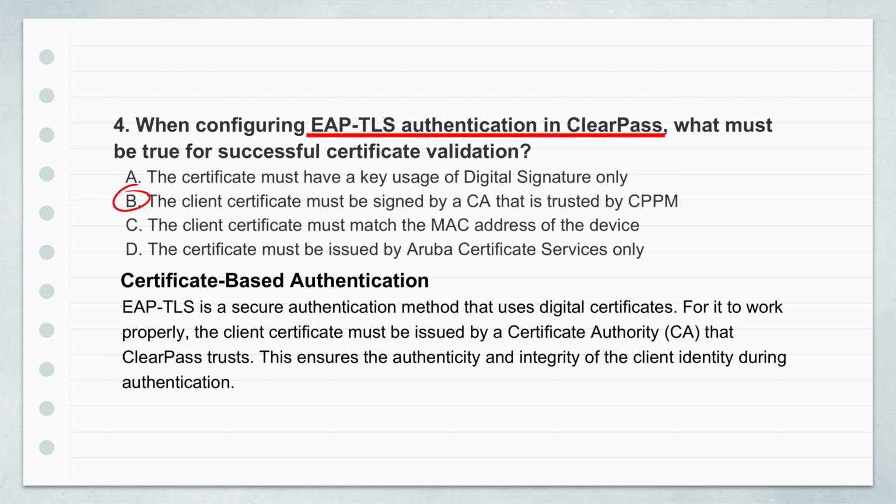Okay. And D, only certificates from Aruba certificate services. Definitely not. ClearPass is vendor agnostic here. It can trust certificates from any CA, public ones like DigiCert, internal enterprise CAs, as long as you configure ClearPass to trust that specific CA. So the core principle is simply, ClearPass must trust the issuer of the client certificate. Without that trusted relationship, the certificate is essentially worthless for authentication. Precisely. It's like showing a passport. It only works if the border agent recognizes the country that issued it.